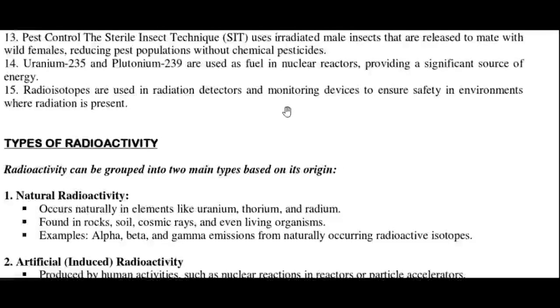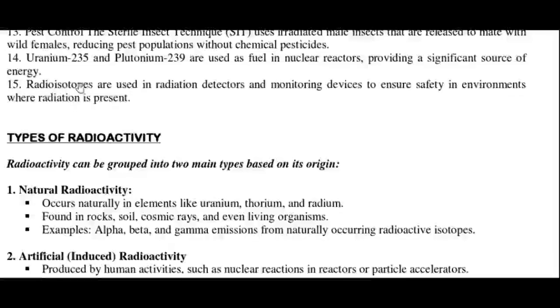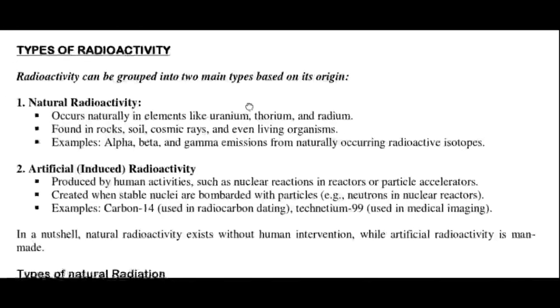14. Uranium-235 and plutonium-239 are used as fuel in nuclear reactors, providing a significant source of energy. 15. Radioisotopes are used in radiation detectors and monitoring devices to ensure safety in an environment where radiation is present.